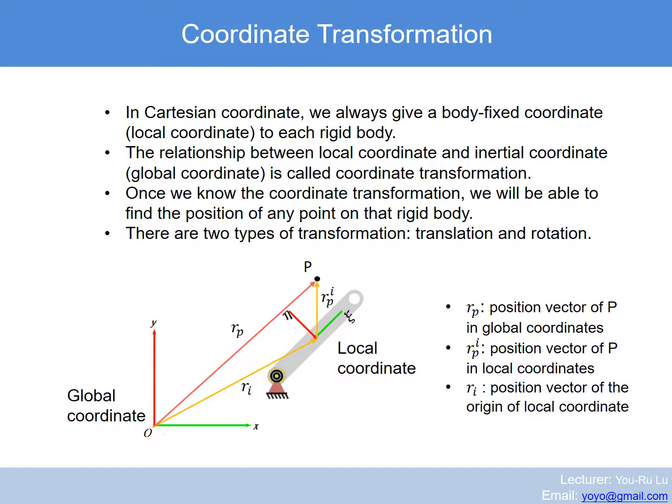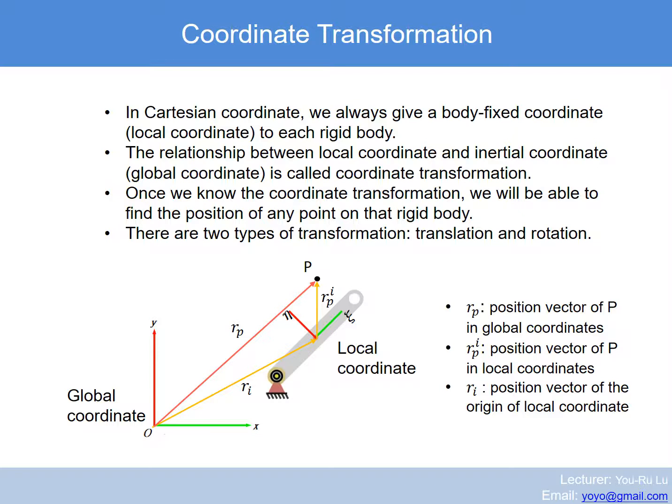The other basic knowledge we must know is the coordinate transformation. In Cartesian coordinate, we always give a body fixed coordinate, or so-called local coordinate, to each rigid body. And we also have a global coordinate which will be set on a fixed point. The relationship between the local coordinate and the global coordinate is called coordinate transformation. Once we know the coordinate transformation, we will be able to find the position of any point on a rigid body, just like the point P on the picture below. That's why coordinate transformation is very important.